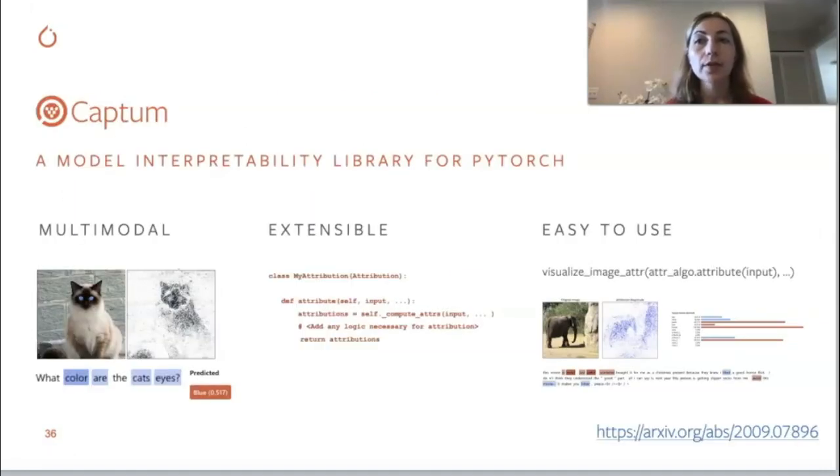Captum is an open source library which offers techniques that help model developers to understand and debug their models. The library has three main characteristics. The first characteristic is multimodality. This means that you can apply Captum to any type of PyTorch models and input stemming from different sources, whether it's image, text, audio, or video. Extensibility means that we can easily extend the library and add new approaches from state-of-the-art literature, and ease of use means that the library is designed to be used easily with a couple lines of code.